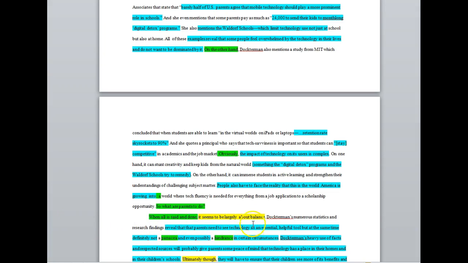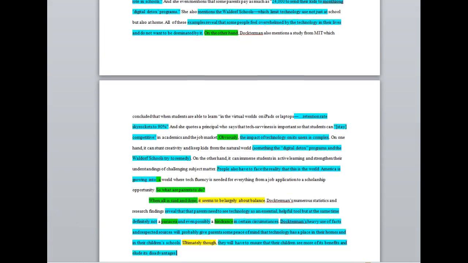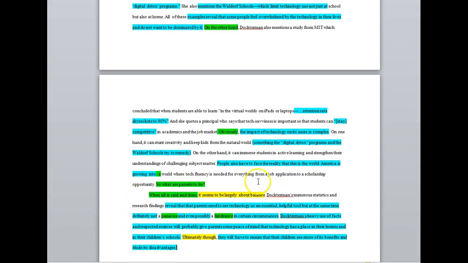largely about balance. Again, summarizing it to its most important aspect. Dr. Min's numerous statistics and research findings reveal that the parents need to see technology as an essential, helpful tool, but at the same time, definitely not a panacea and even possibly a hindrance in certain circumstances. Okay, so we've got this is how parents are supposed to see it.